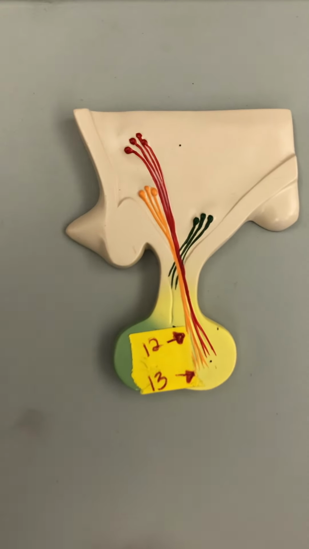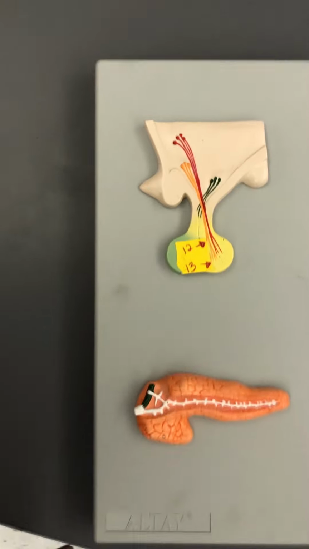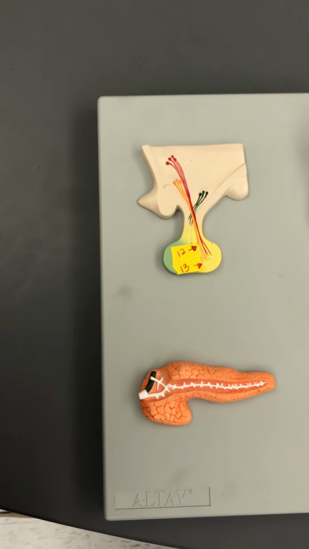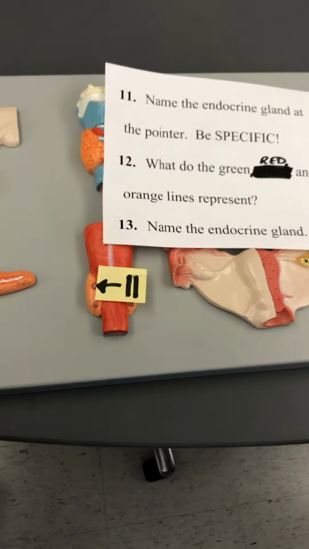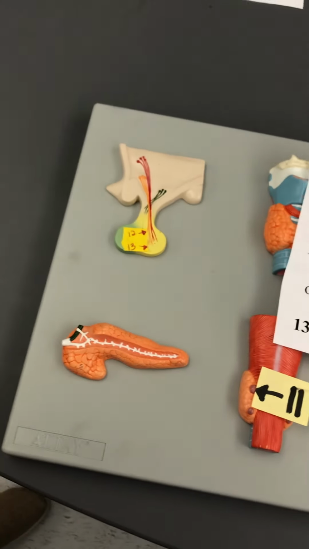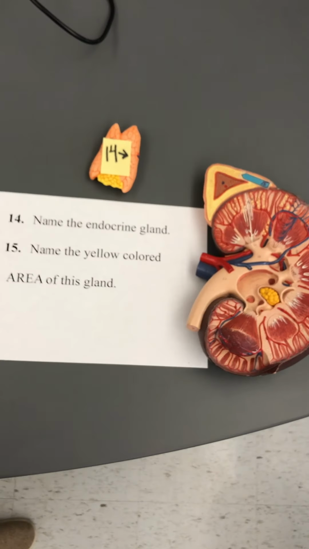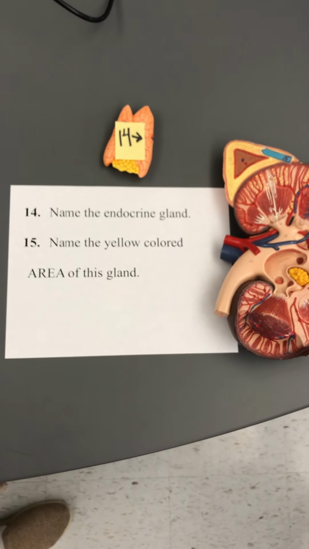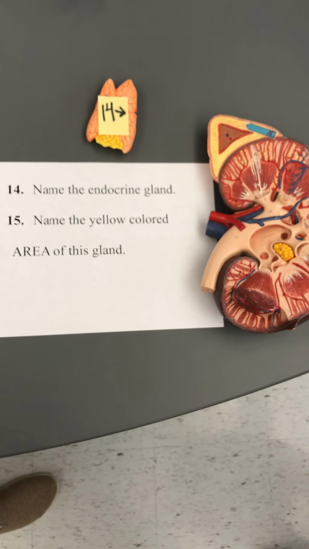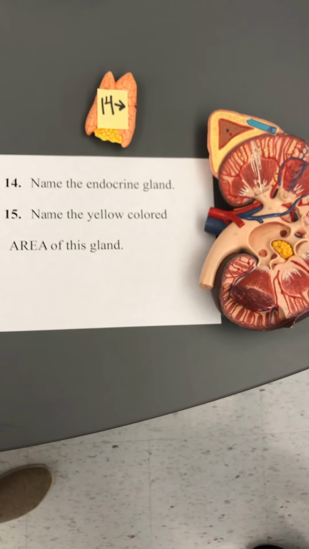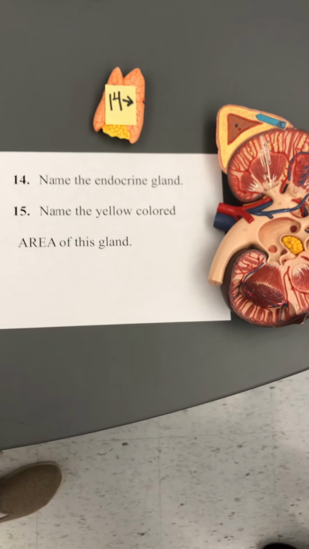12, the green and red and orange, those are neurons. If you said axons, I'll take that too. And 13 should be posterior pituitary. Okay, 14, the endocrine gland is the thymus. And 15, the yellow area is the adrenal cortex. If you just said cortex, I'll take that as well.